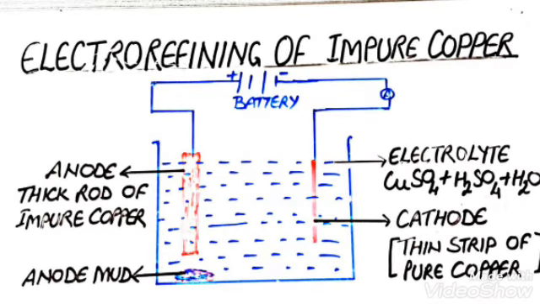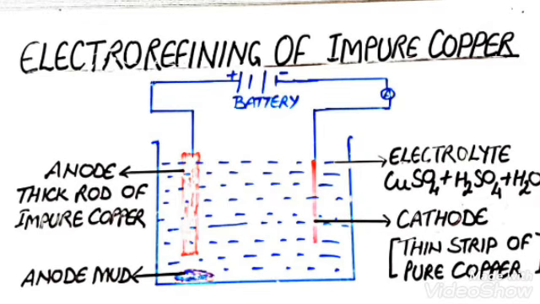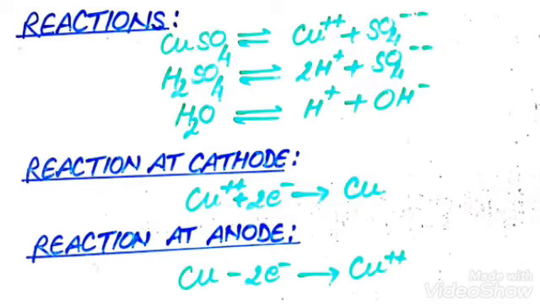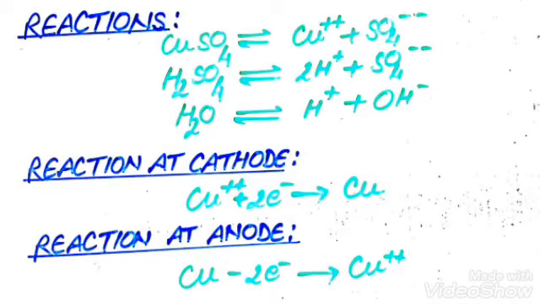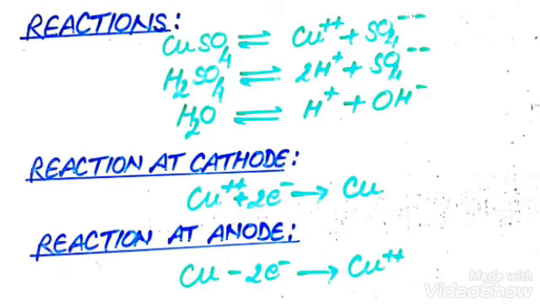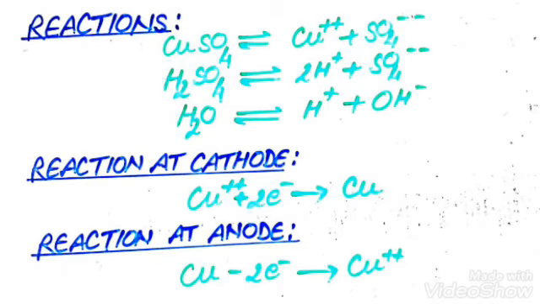The components of electrolyte will get dissociated into their ions, and from these ions they will move towards cathode and anode. The ions present in the solution are copper ions, sulfate ions, hydrogen ions and hydroxyl ions. Copper ions move towards cathode and get deposited there by taking 2 electrons. So copper metal is formed at the surface of cathode.